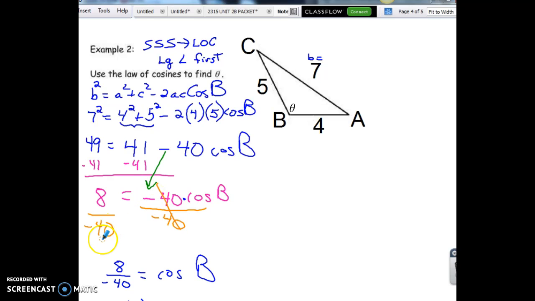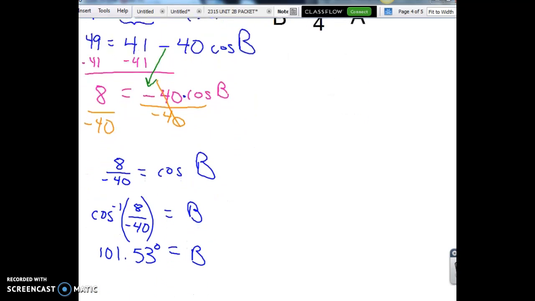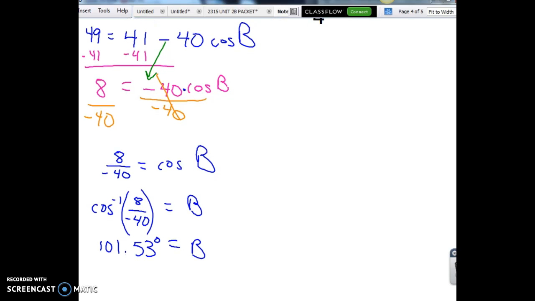Divide by negative 40, and notice we need to arc cosine 8 over negative 40, and notice we get this angle of 101.53.